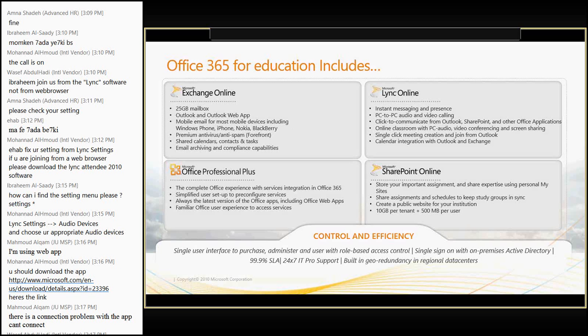We have premium antivirus and anti-spam using Forefront Online Protection for Exchange. So we have a multi-layered security, antivirus, and anti-malware engine. You can also use the amazing features of Exchange, which allow you to share calendars, contacts, and tasks and so on. We also have email archiving. So if the institution wants to have an offline version of the data of their institution's emails, then we provide that as well.